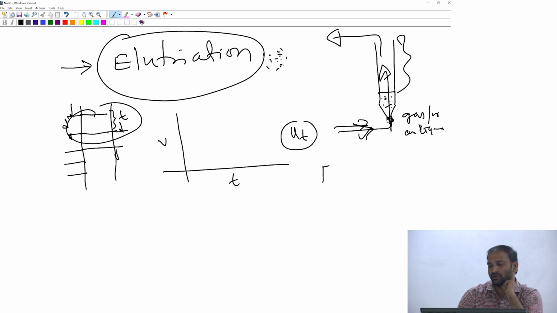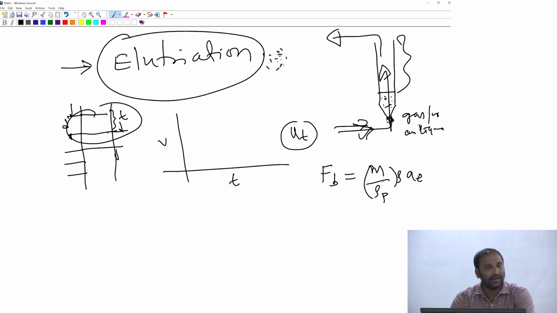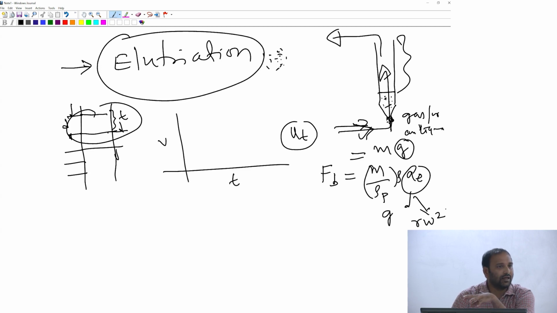I just said that your buoyancy is based on the Archimedes principle. The particle that enters the fluid displaces some volume of the fluid. I should calculate the mass of the fluid displaced, times the acceleration. So in this case, FB, I wrote it as m by rho p times rho into AE. Typically you write it as m times g, where g is the acceleration due to gravity. I'm using a general term AE, which is the acceleration for a given external force. So if I use gravity, AE is going to be g. If I use centrifugal force, it is going to be r times omega square. That was the only difference.